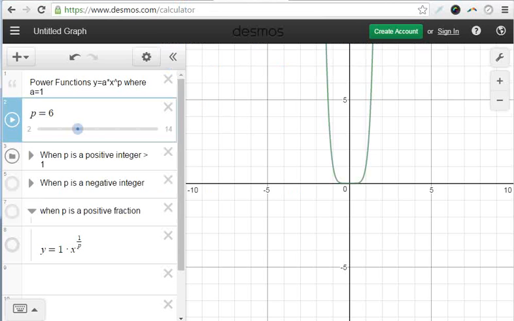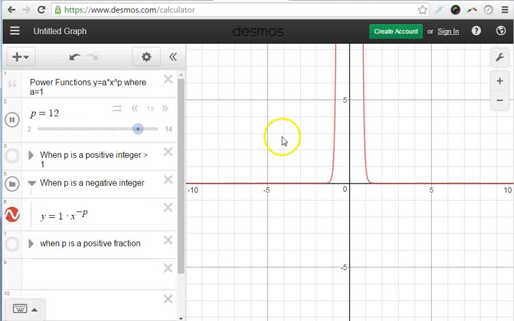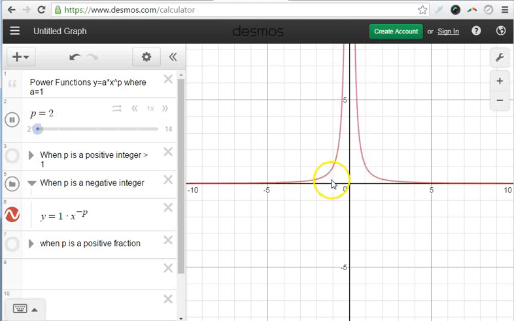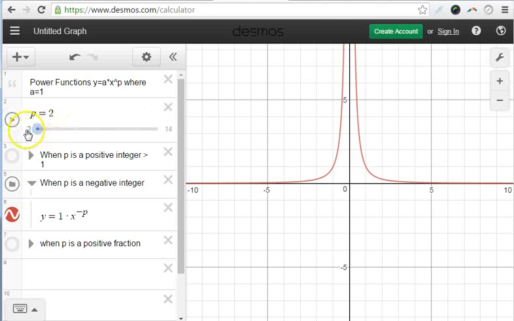So let's take a look at a graph of this when p is a negative integer. Let's take a look at the even negative integers first and see what the graphs of those look like. So this is when p is a negative even integer. This is what the graph of the power function looks like. And it seems like the range is always above the x-axis, and it seems to have a vertical asymptote on the y-axis as well as a horizontal asymptote on the x-axis, since it never goes below it. That's when p is a negative even integer.